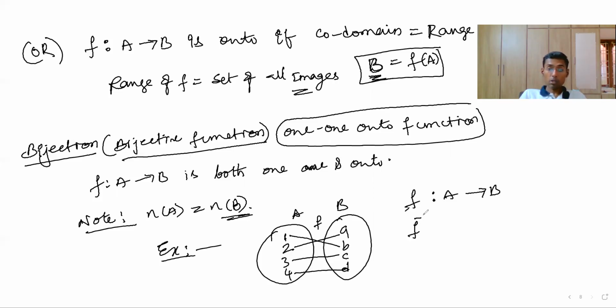F inverse is a function from B to A. This may not happen for everything. If f is a function, then f inverse exists, but f inverse may not be a function.